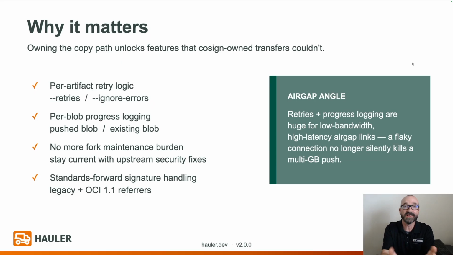We were handing the entire OCI layout over to a middleman effectively. But now that we're not doing that, we can do things like retry. So if you're 100 items into your 500 item store and there's a connectivity issue, it has the ability to retry. I believe the default is about 3 retries, but you can use the retries flag on the Hauler store copy to set it to a higher number.